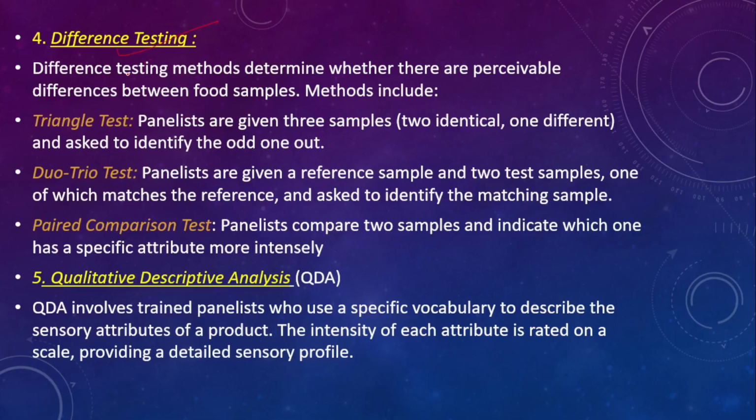Now coming to the difference testing. Difference testing methods determine whether there are perceivable differences between the food samples. Perceivable means observable. There are three methods: triangle test method, duo-trio test method, paired comparison test method. In the triangle test method, panelists are given three samples, two identical samples and one different, and they are asked to find the odd one out. In the duo-trio test method, panelists are given a reference sample and two test samples, one of which matches the reference. And in the paired comparison test, panelists compare two samples and indicate which one has the specific attribute in more intensity.